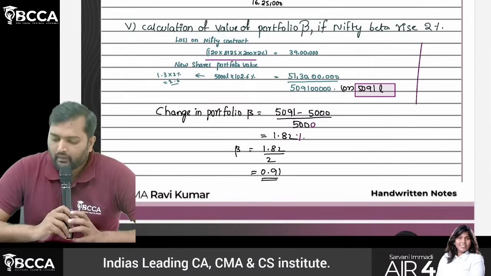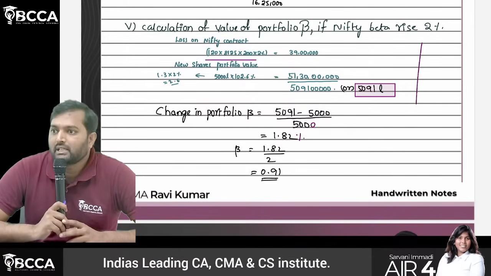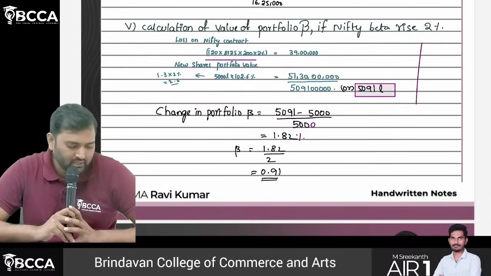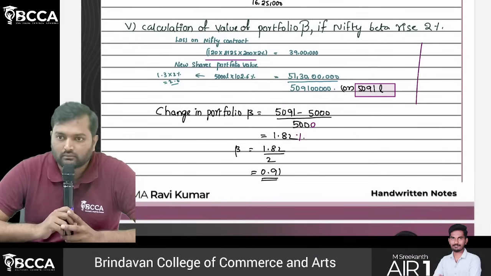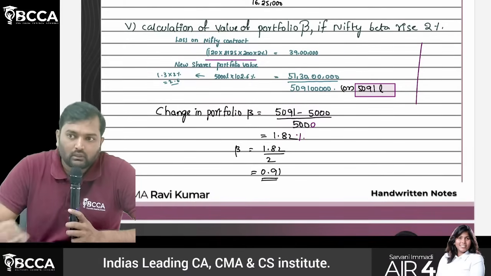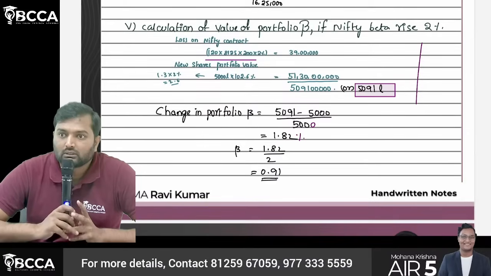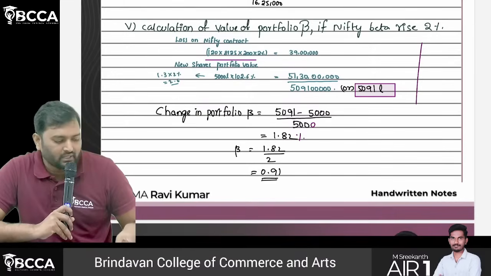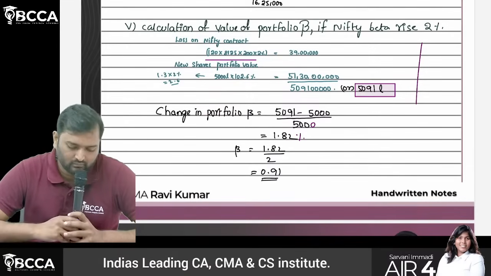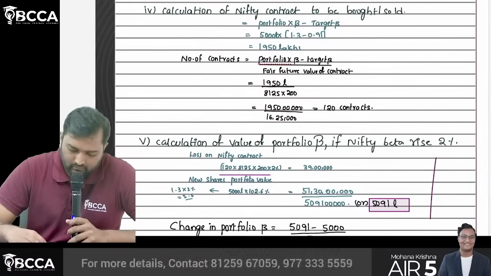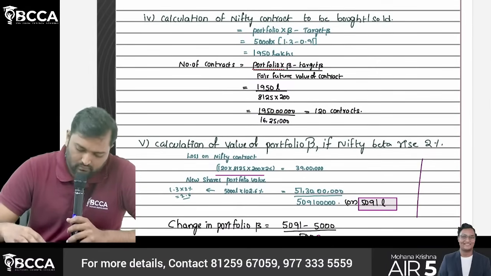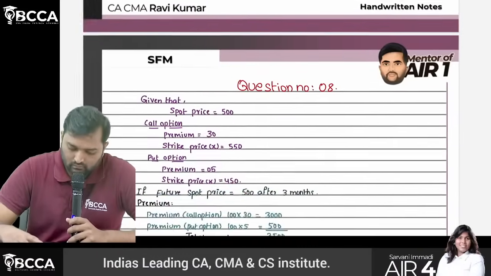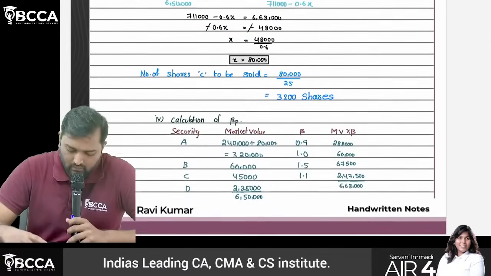Clear? Okay, so we have covered what? Selling shares proportionately and buying risk-free securities. Done? Clear? And one more concept we have to cover. What is the concept? Order of risk. Selling shares in the order of risk. So what is the question number? Additional question number 8.